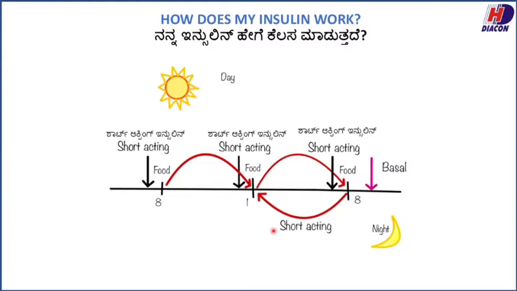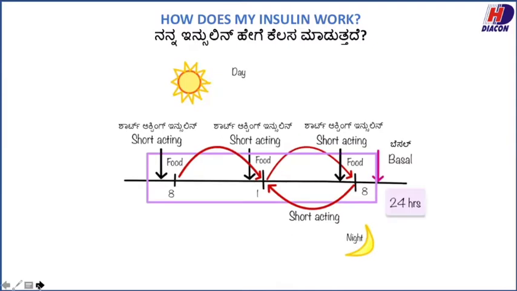What about in the night? This is why you take the third dose of the short-acting or the mealtime insulin. So this starts to go up, controls your sugar after dinner in the night, and then slowly by early morning, about 1 a.m. or 2 a.m., the action of the insulin is over. And then, of course, you're also taking the basal insulin.